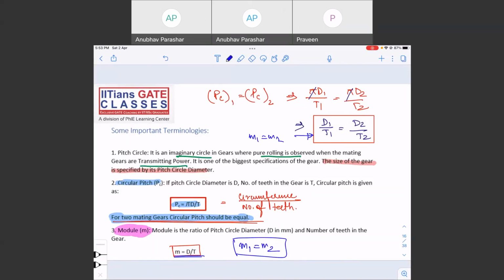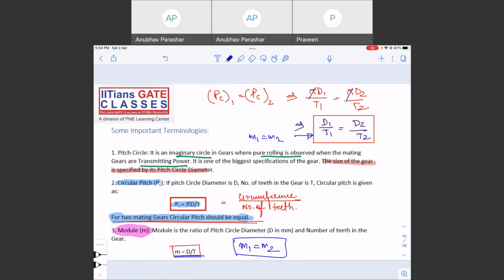So we were talking about pitch circle, circular pitch and module. The pitch circle is the imaginary circle about which pure rolling is taking place. The size of the gear is specified by the pitch circle. Then circular pitch, we have seen, is the distance between two teeth, given by the circumference divided by the number of teeth, that is pi d divided by t.